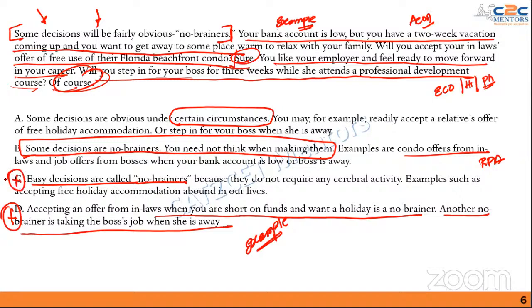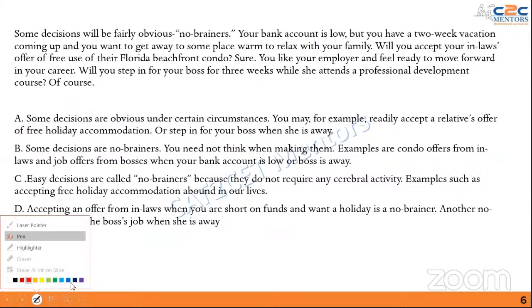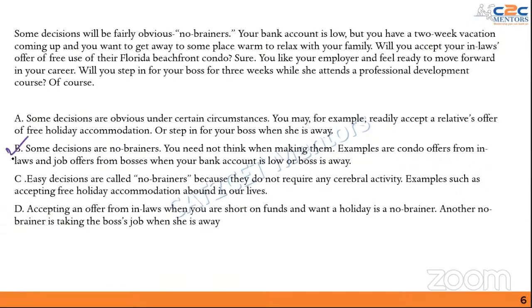Okay. Some decisions are obvious under certain circumstances. You may, for example, readily accept a relative's offer for free holiday accommodation or step in your boss's shoe. Just because it is certain circumstances, they are making it a little bit specific. Specific things cannot be a summary. That is the reason A is out. So at the end of the day, what is going to be my answer? My answer is going to be B for Bombay. That's the answer, guys. Yeah, B over C, more information.